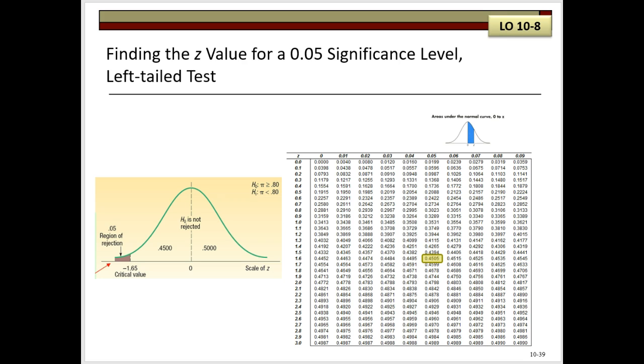Because the areas in the table are from a z-value of 0 to a given z-value. And since the tail is equal to 0.05, the area from z of 0 to the critical z must be 0.4500. We found that by subtracting 0.05 from 0.50. Note that the test is left-tailed, and as such, the critical value must take on a negative sign. That is, the critical value is located on the left tail of the z distribution.